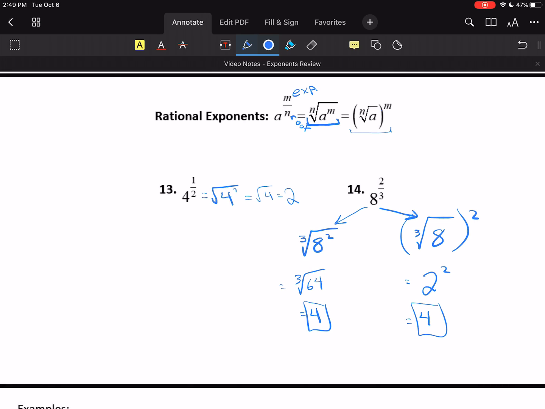So sometimes you'll want to take the power first to make the problem work. Sometimes you'll want to take the root first so that the numbers don't get gigantic. It kind of just depends on the numbers you're working with.